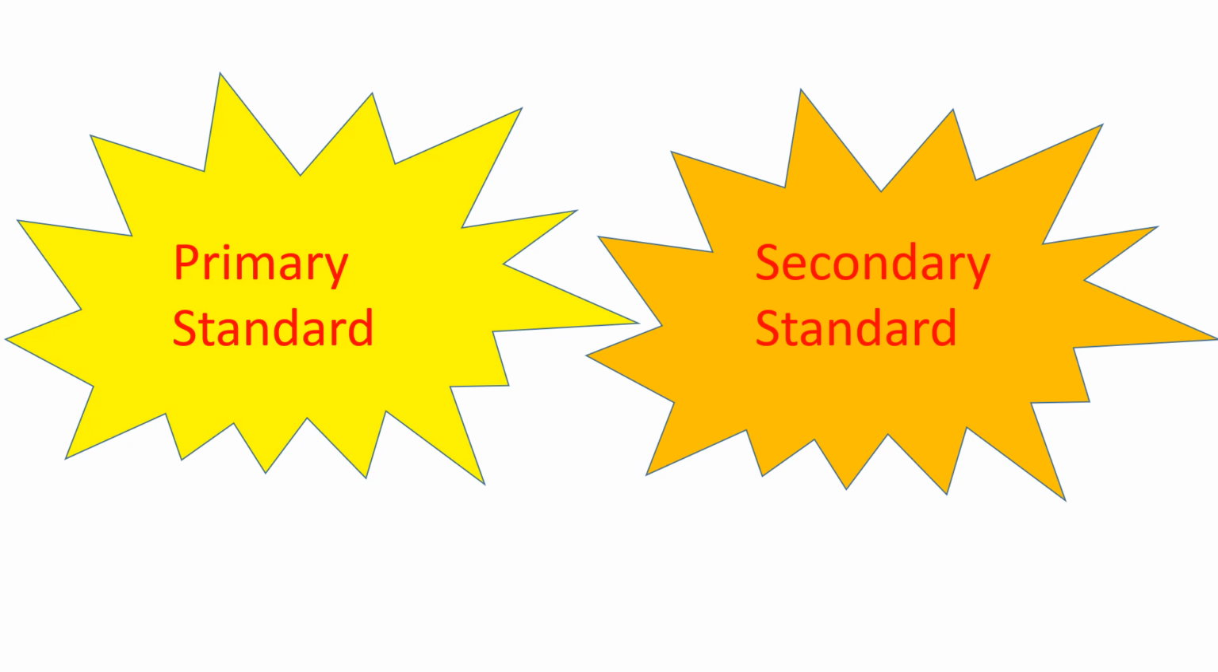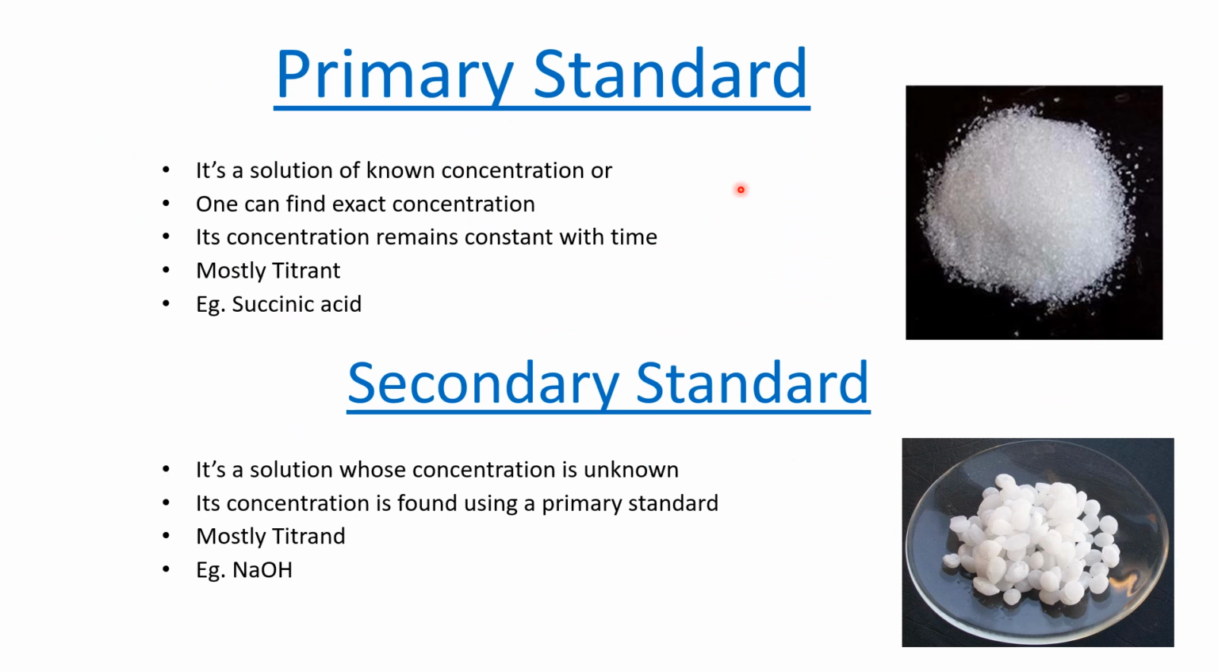This is primary standard and secondary standard. The majority of students still do not know what is primary standard and what is secondary standard. So let us quickly understand what is primary and what is secondary standard. Primary standard is a substance of known concentration, or you can find out its exact concentration.